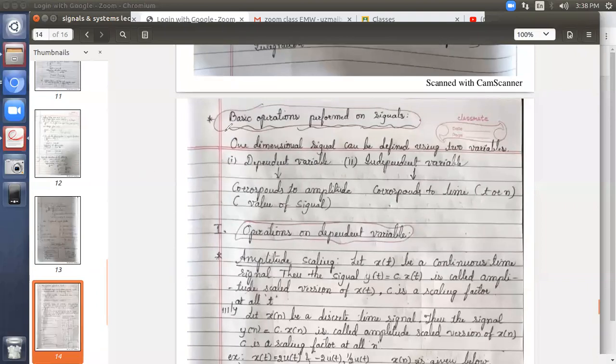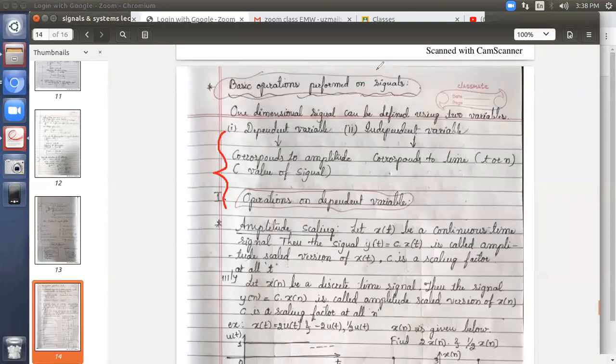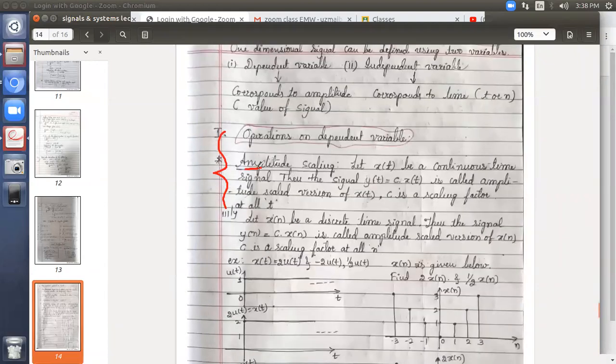The same thing I have written here, two different types of variables. Then first type, amplitude scaling. What is amplitude scaling? Again, any of these operations, some 5 operations I have listed, all these operations are applicable for both continuous time and discrete time.